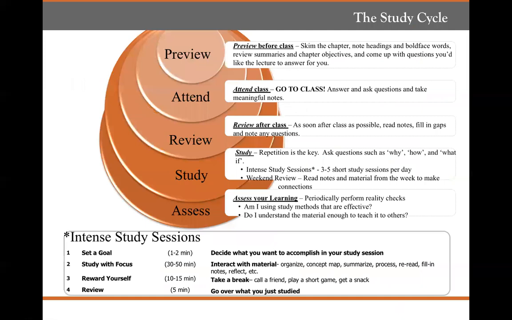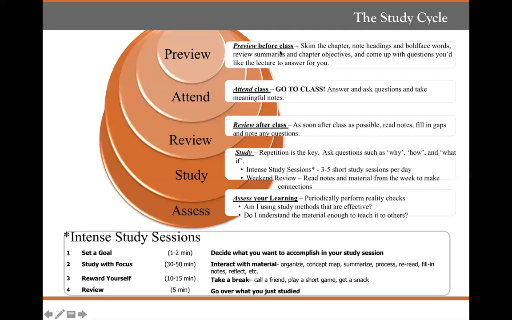It goes like this. Oh, by the way, now this is if you're going to a typical face-to-face lecture class where it's always being lectured. And so we'll explain it in that format. Now, first thing you do is you preview before class.